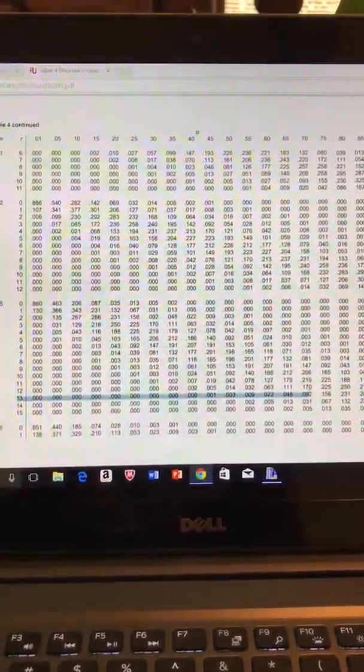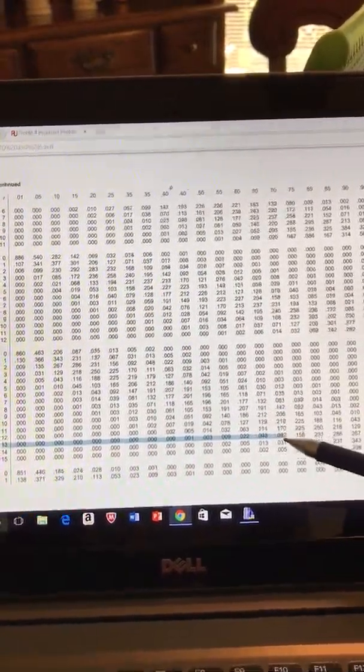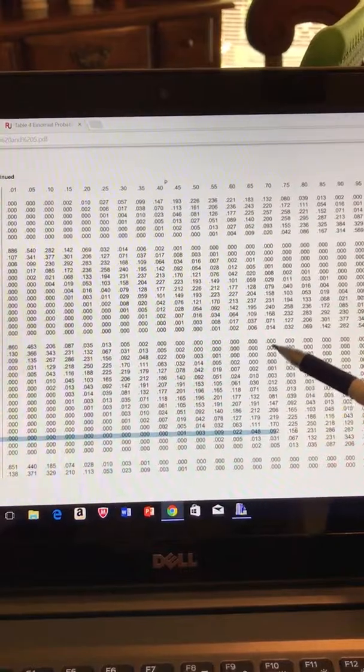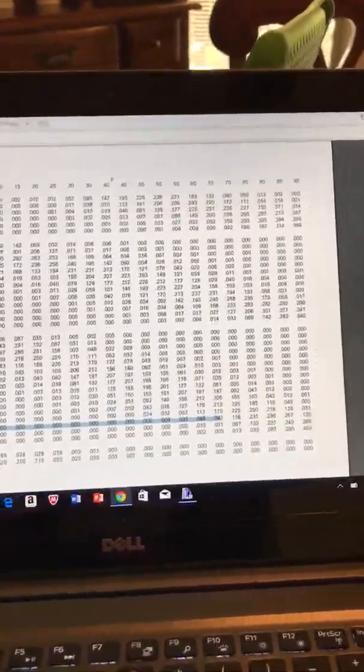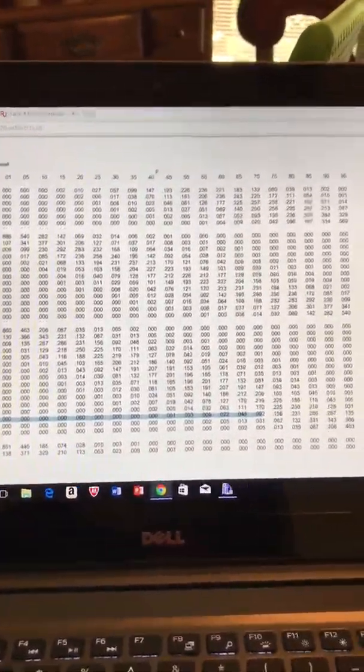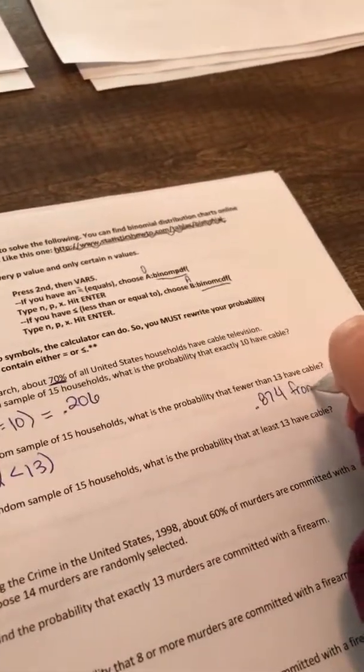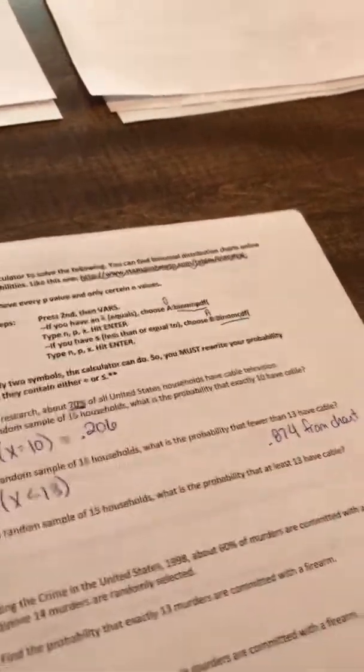So fewer than 13 means you're talking about 12 and below. So you would add up 0.17, 0.219, and so on, so on, so on, and up through here. If you do it from the chart, you should get 0.874. So let me just write that over here, 0.874 from the chart, if you add up those values.